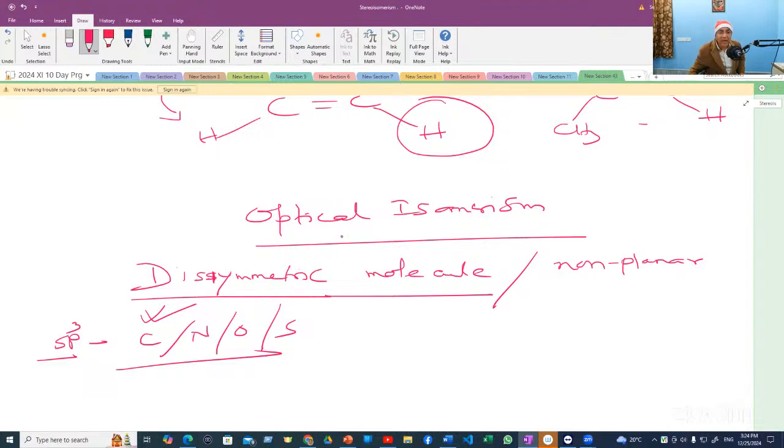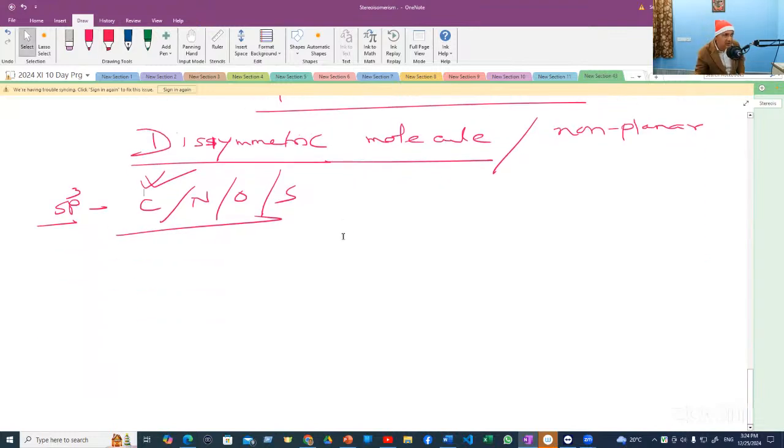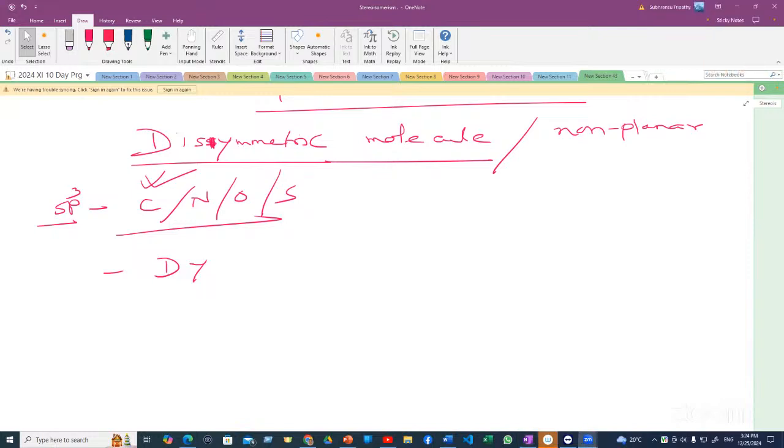Now the main reason for a molecule to be dissymmetric, and most importantly, dissymmetric molecule, what is the spelling? D-Y or D-I? Dissymmetric. Who can say? Sir, D-I. D-I.